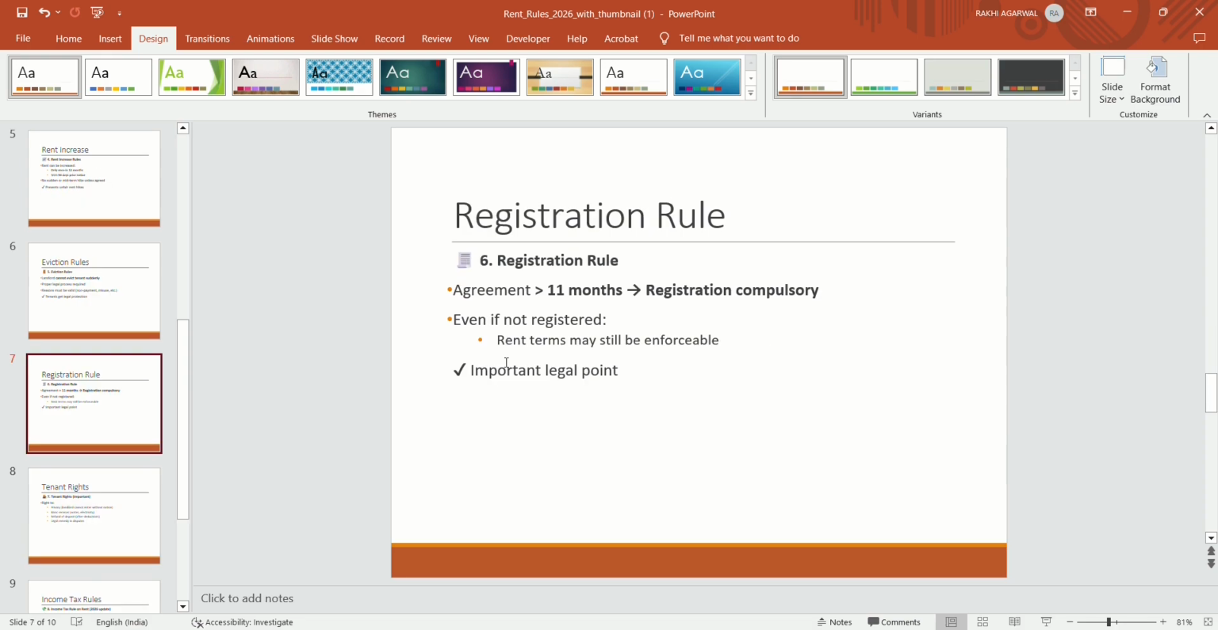Registration rules. For an agreement of more than 11 months, registration is compulsory. Even if not registered, the rent terms may still be enforceable.